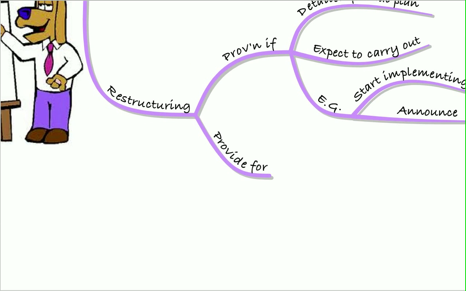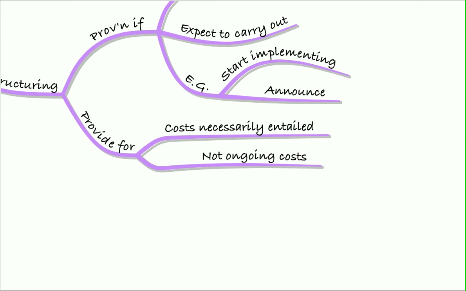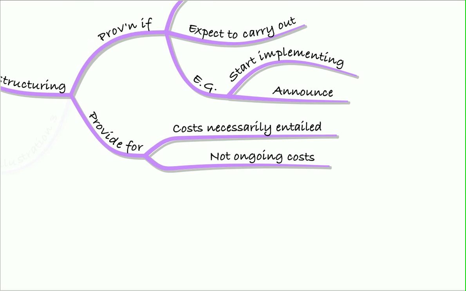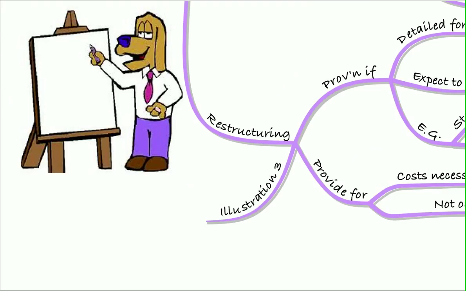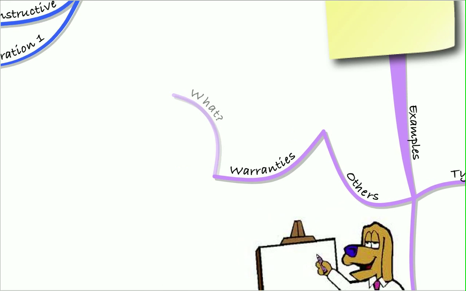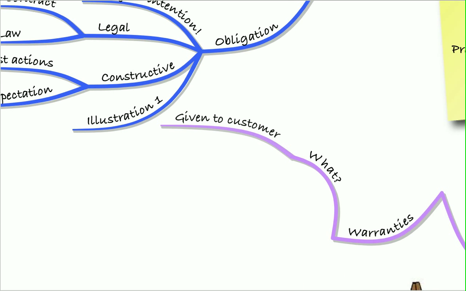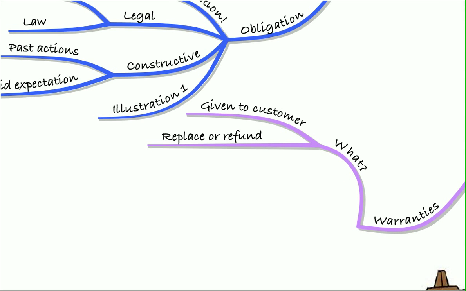What could we provide for? Well, we provide for not ongoing costs, but just the necessarily entailed costs of the restructuring. And we looked at a detailed example of that in illustration 3. Other things we needed to be aware of: warranties. Well, remember, these are things that are given to the customers, guarantees in effect, to replace or refund defective products.